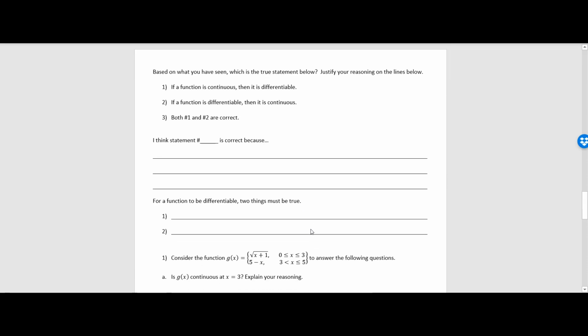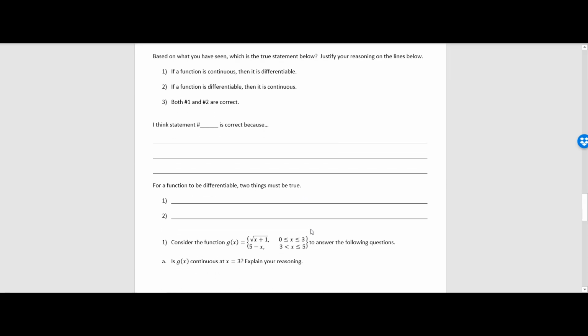Yeah, I think that was the last example. So it says, based on what you've seen, which is the true statement below? And then justify your reasoning on the lines below. So statement number 1, if a function is continuous, then it is differentiable. Number 2, if a function is differentiable, then it is continuous. And number 3 says both 1 and 2 are correct. So pick a statement you think is true and then try to justify it. And then we'll talk about what it specifically means for a function to be differentiable.